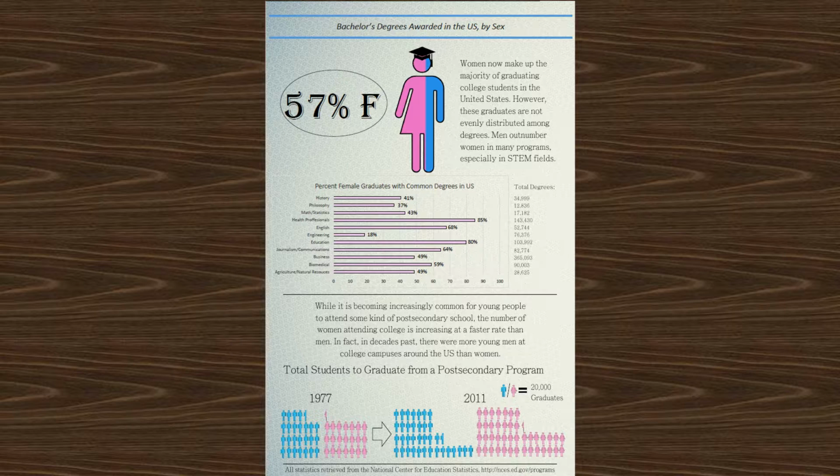Another example of scale is in the large centered figure, which is more pink than blue, making it clear on initial viewing that there are more female students than male.